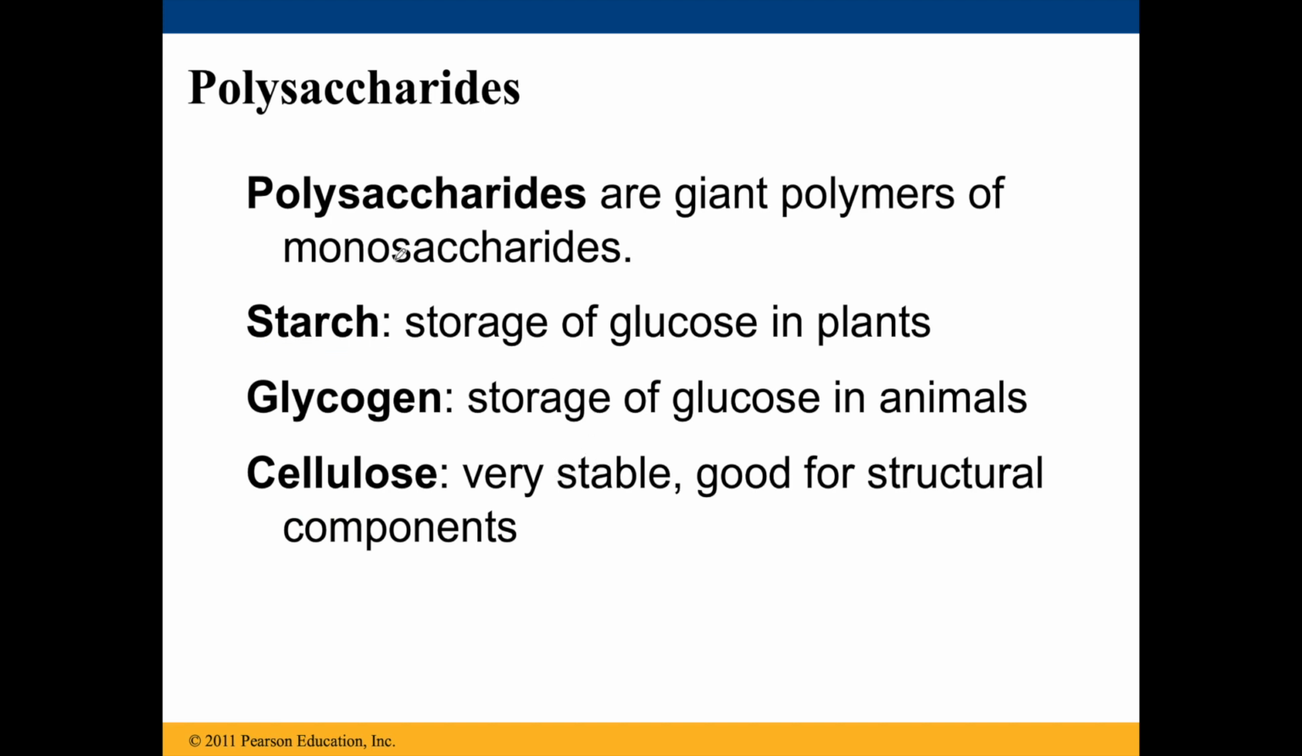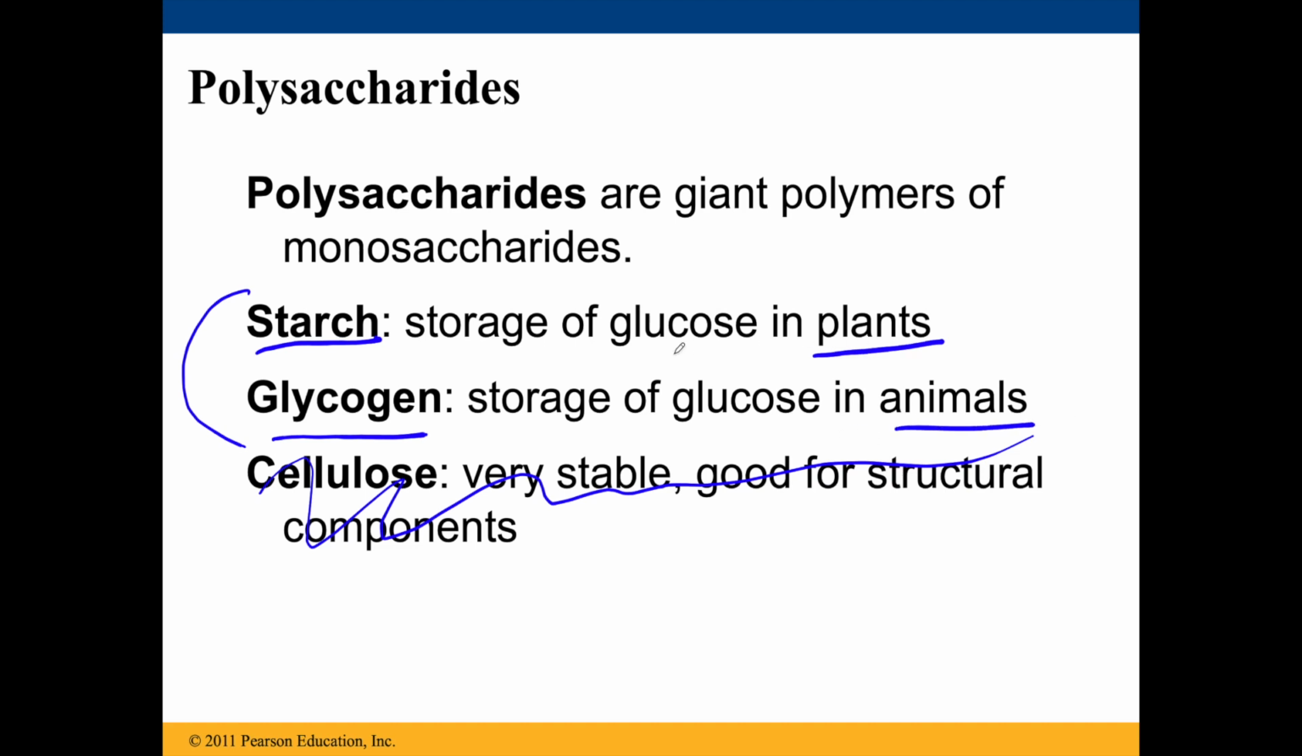But it turns out all three of these polysaccharides are built out of the same type of monosaccharide. All three of these are just long chains of glucose. They're all built out of glucose. So if they're all just long chains of glucose, then what's different about them? Well, let's talk about the first two, starch and glycogen. Starch you find inside plant cells, whereas glycogen you find inside animal cells.